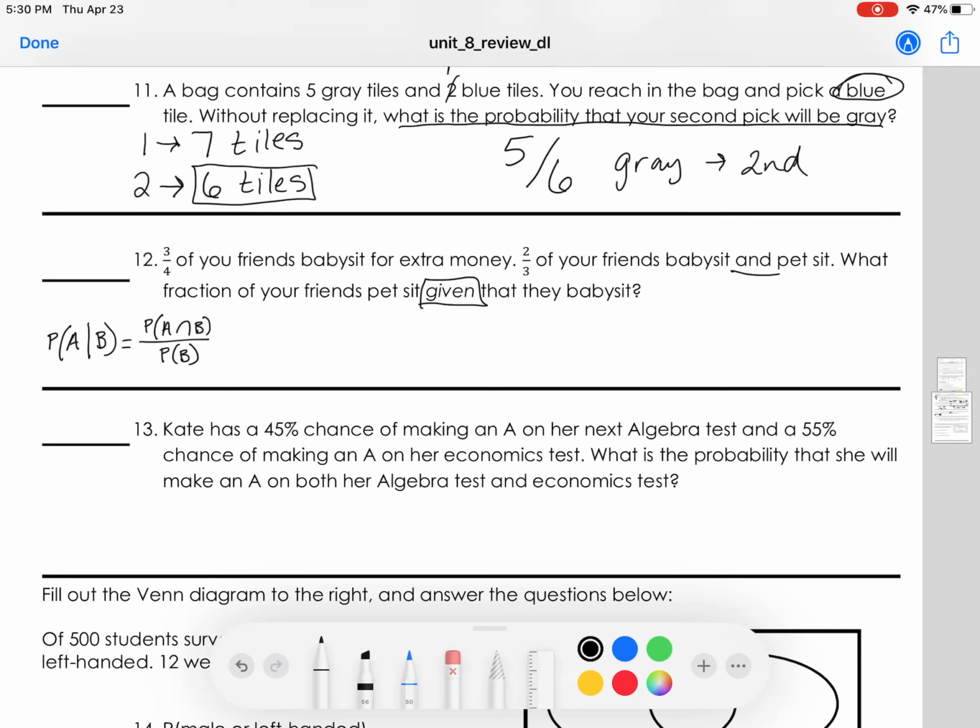And so I'm going to take the probability of them doing both pet sitting and babysitting, which is 2/3. And I'm going to divide it by the probability of just the second event, which is babysitting. And so I'm going to divide that by 3/4. 2/3 divided by 3/4, you should get 8/9. So 8/9 of my friends pet sit given they babysit.